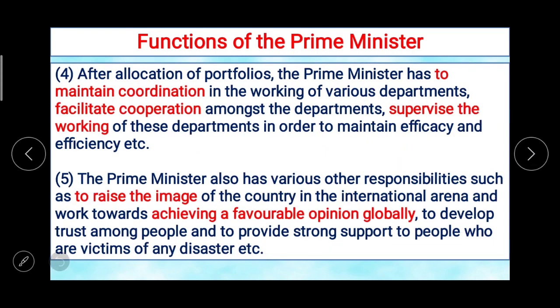Next, after allocation of portfolios, the prime minister has to maintain coordination in the working of various departments, facilitate cooperation among the departments, supervise the working of these departments in order to maintain efficacy and efficiency. It means that the prime minister in the country works as the team leader or the captain of the council of ministers. So other ministers also have to give their reports to the prime minister.